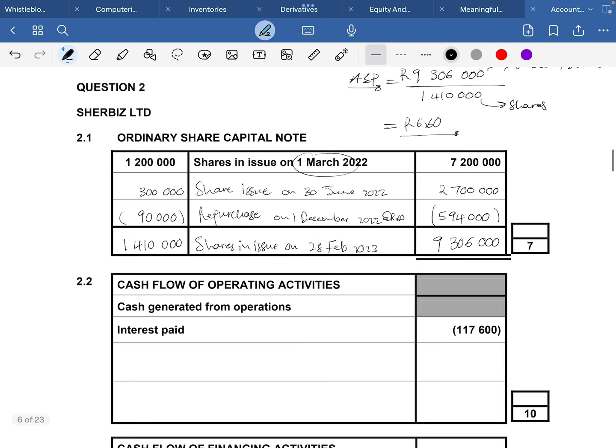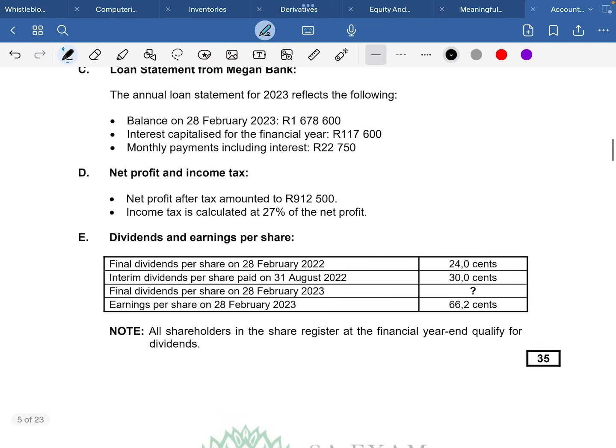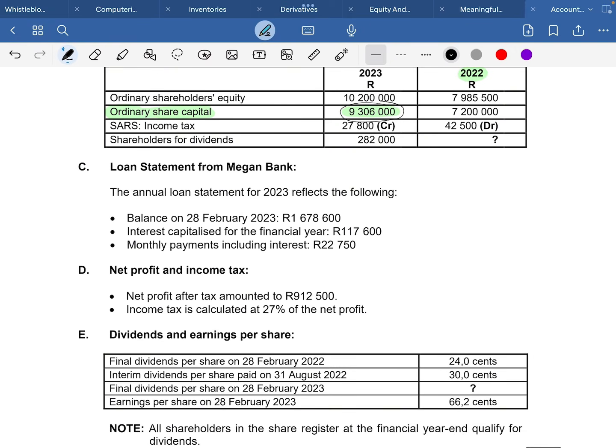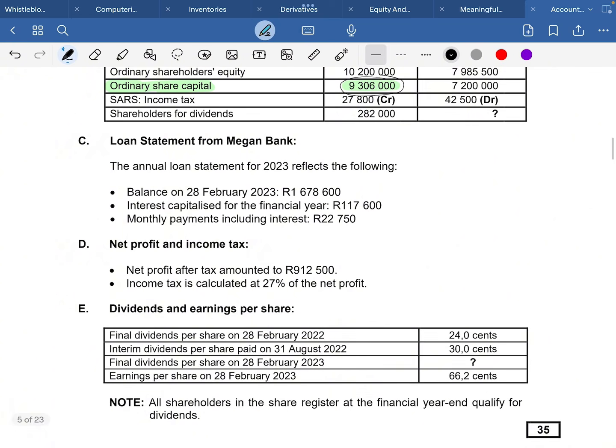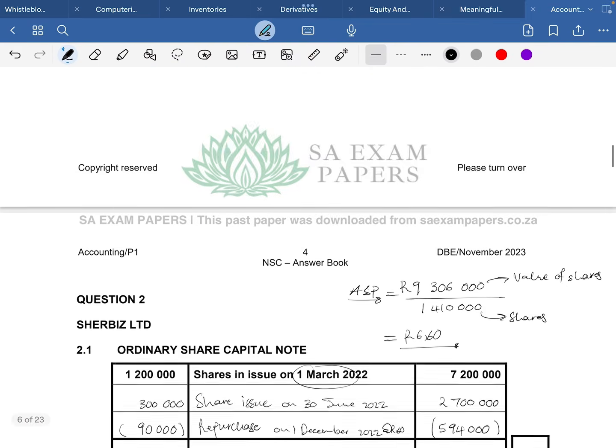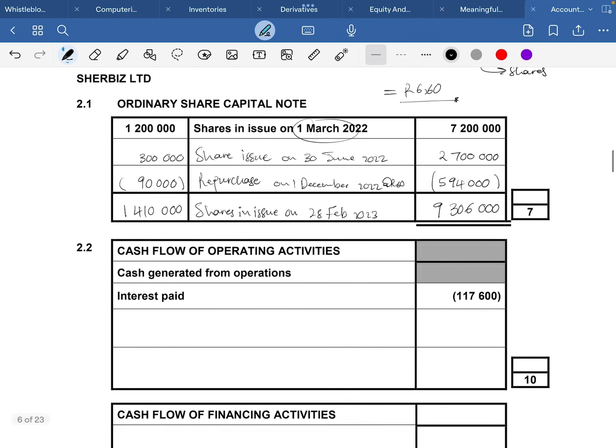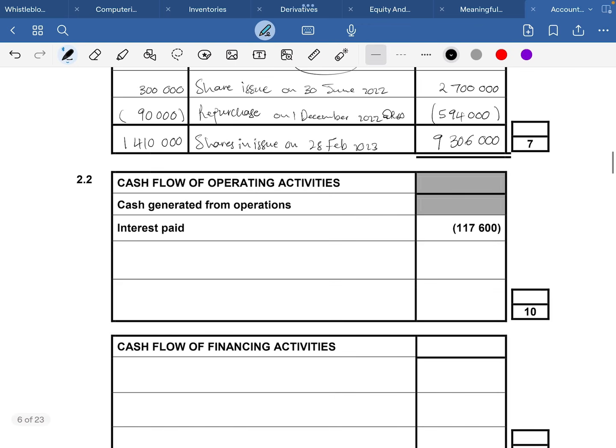All right, then now we'll move to 2.2, which talks about the cash flow of operating activities. Information about cash flows, we are supposed to look at banks, payment of dividends, tax, shareholders, and all of that. So the first thing that we can see is that we don't have to do cash generated from operations. So we have interest paid already. Fill in or just populate your table. So we have taxation paid, and then we can have dividends paid here.